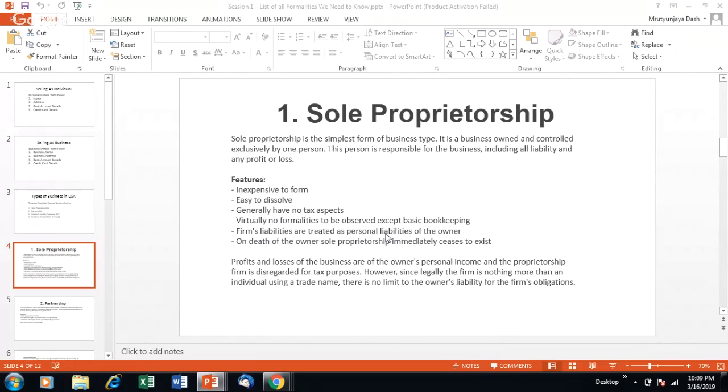And virtually no formalities to be observed except the basic bookkeeping. So basically there will not be formalities, right? Which used to be followed. And so these are the points. I don't have to go into the detail of every point here, it is self-explanatory anyway.